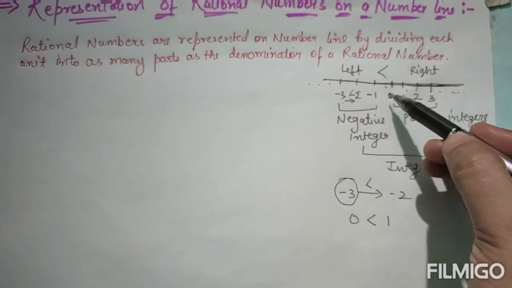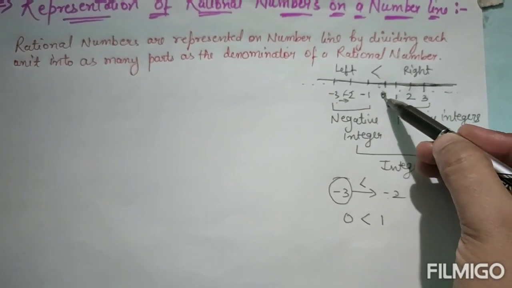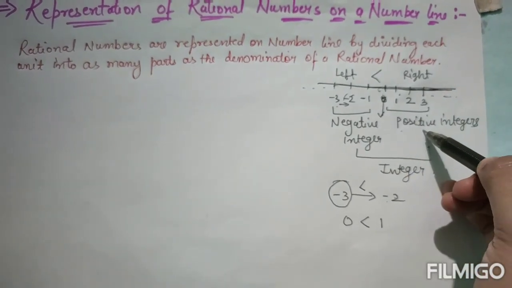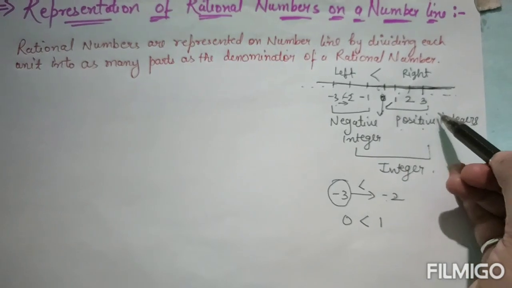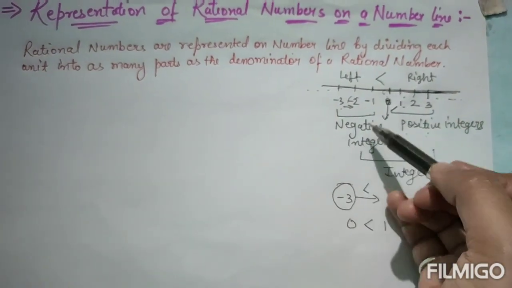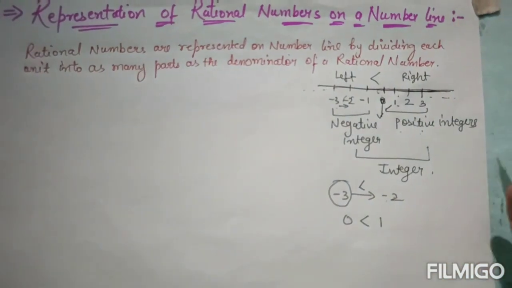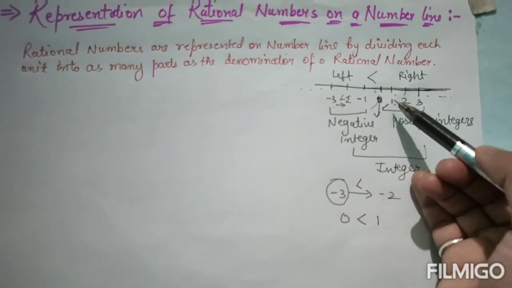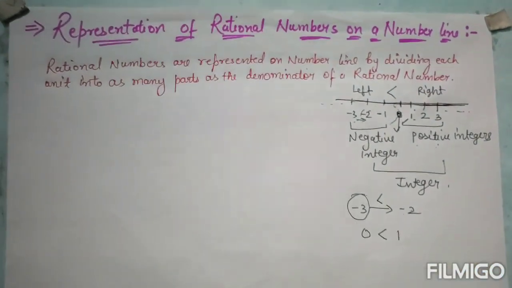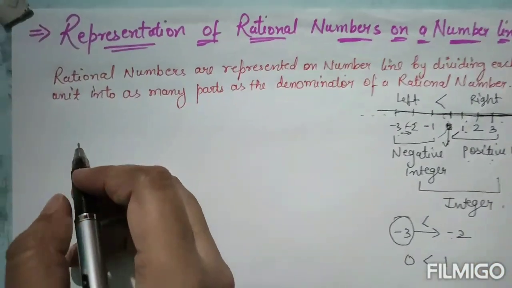Also one more thing, this 0 is neither positive nor negative. It is neither a positive integer nor a negative integer. Positive integers start from 1, 2, 3 and negative numbers start from -3, -2, -1. So this 0 is neither a positive number nor a negative number. Okay. Now let's understand this.